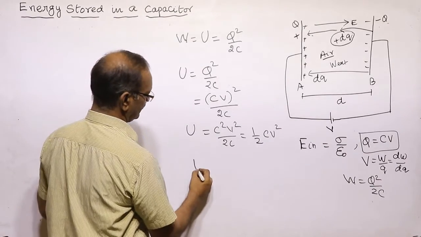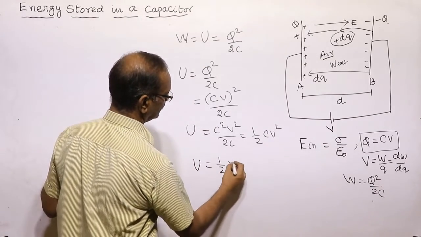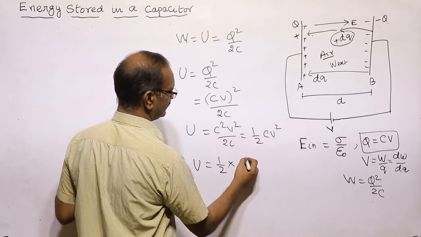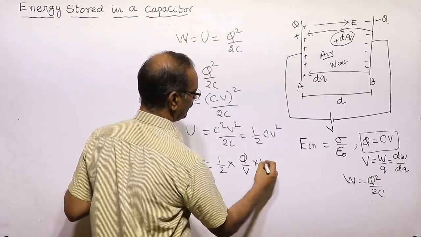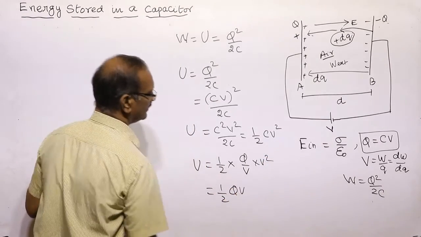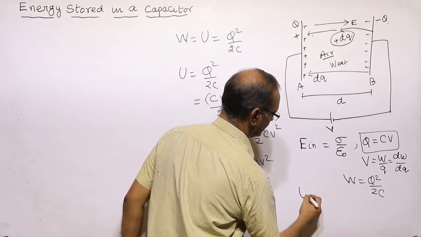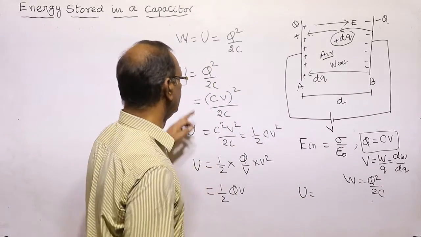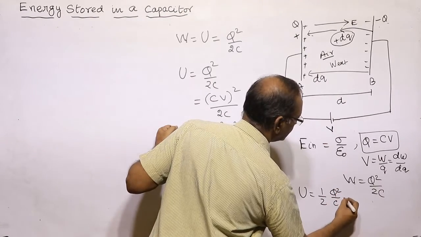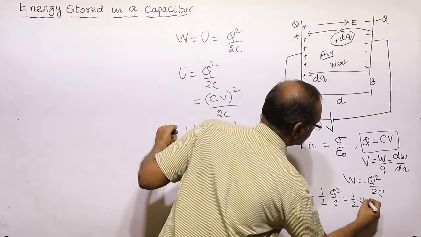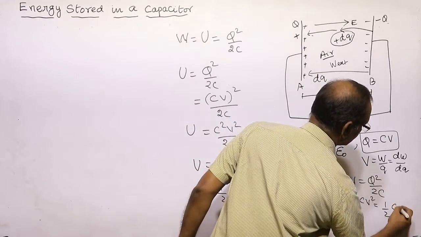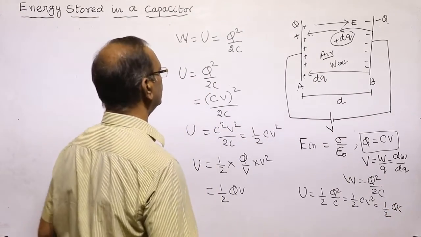Now one more we can write also. U is equal to half into, what is C? C is equal to Q by V. So U is half into Q by V into V square, which is equal to half into QV. There are three expressions for potential energy, so as per the given data, you can use it. This is equal to half into Q square by C, which is equal to half CV square, which is equal to half QV. These are the three expressions for the potential energy.